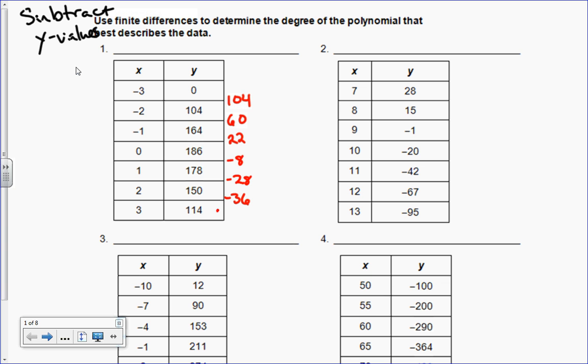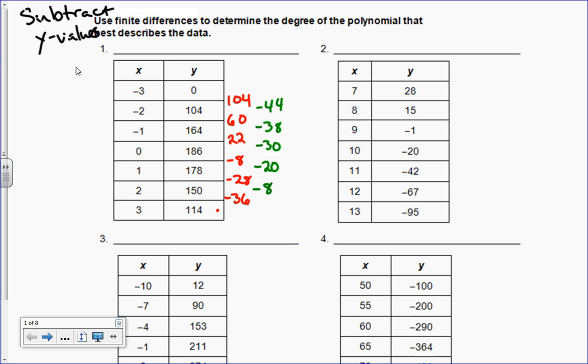We got negative 36 minus negative 28. That results in negative 8. We got negative 28 minus negative 8. That becomes negative 20. We got negative 8 minus 22. That's negative 30. And we got 22 minus 60. And that's negative 38. And then 60 minus 104 is negative 44. Those aren't the same. Go to the next set.